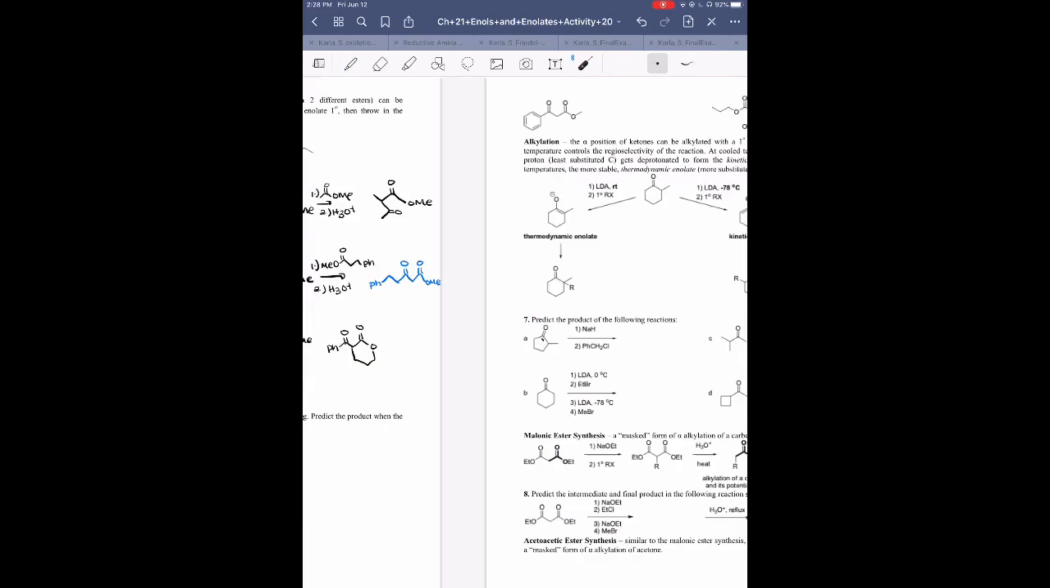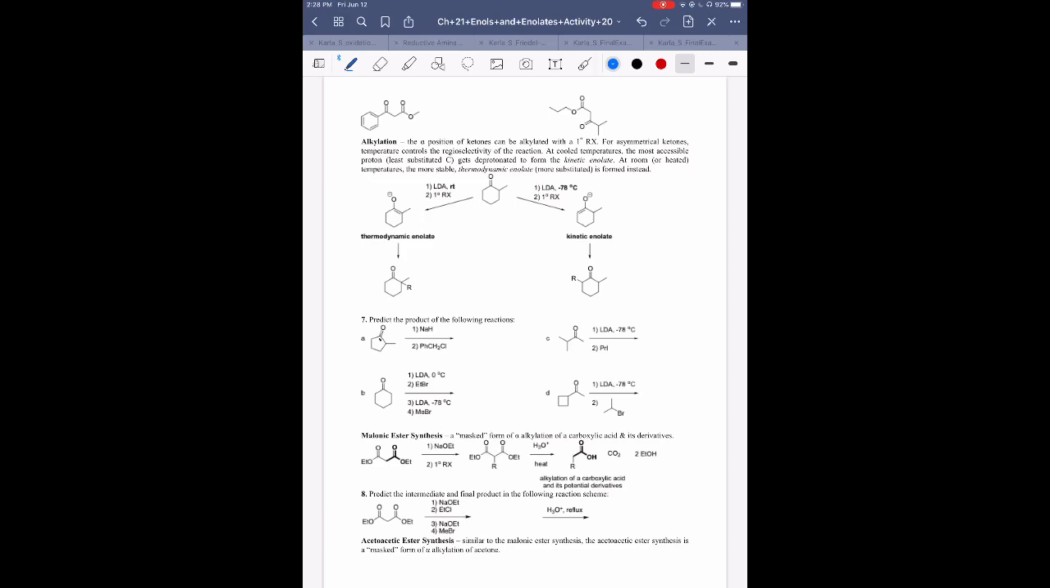So number 6, synthesize the following target from the condensation reaction. We're going to cut it in half at our alpha position. And the first reactant we're going to draw is the one that already has the ester, because that's the one that's going to become our enolate. Then we're going to react it with LDA and the other part of our ester. We're going to have to add our methoxide group to it, and then our third reagent that we have to add is H3O+.